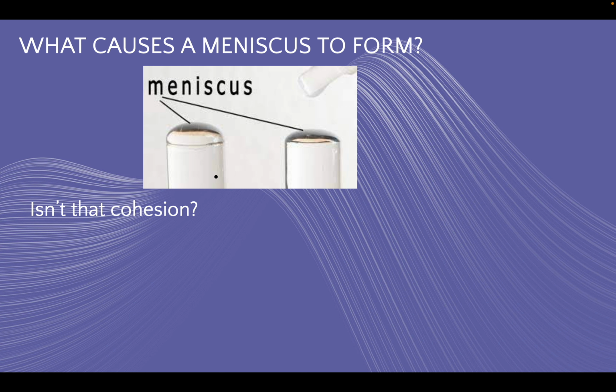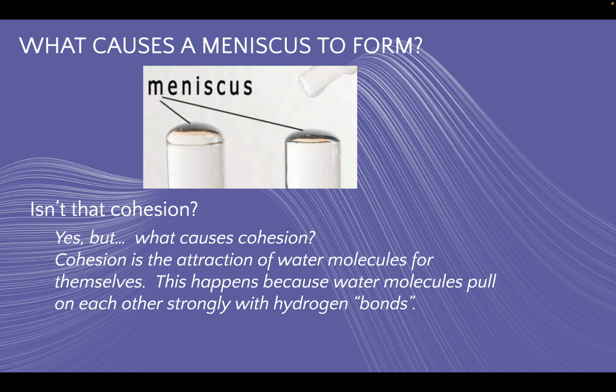So if you were paying attention in biology, your biology teacher said that this was cohesion. But you're in a chemistry class this year, and we don't really use that terminology. We're going to ask, well, what causes cohesion? What's behind it? Cohesion is really just the attraction of water particles to themselves, and it happens because water can hydrogen bond.